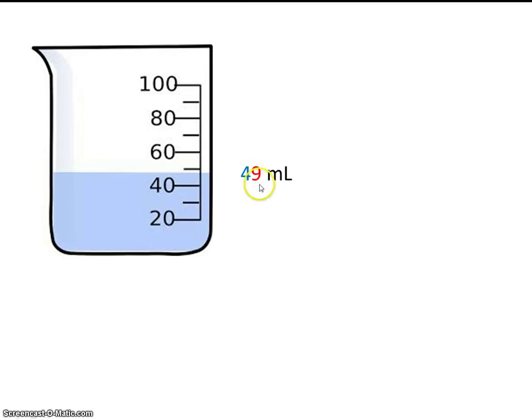Notice that this 9 is an estimation. So if you thought this was like 49.5, that's too much estimation. We don't even know for sure that this is a 9, so we certainly can't begin to estimate anything more precise than this place here. That doesn't make any sense. So you won't be reading volume from a beaker very often because it's a pretty imprecise measurement tool.